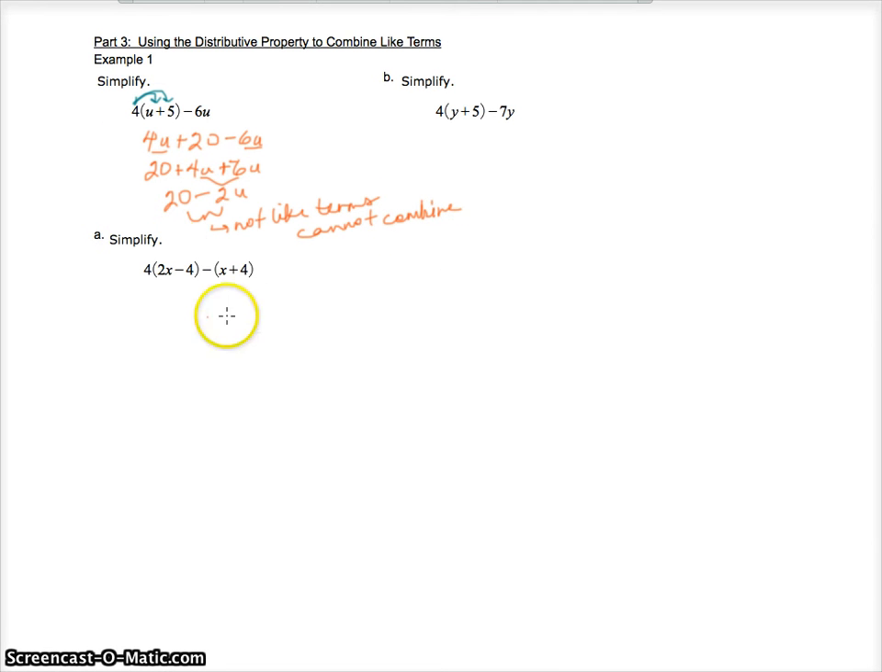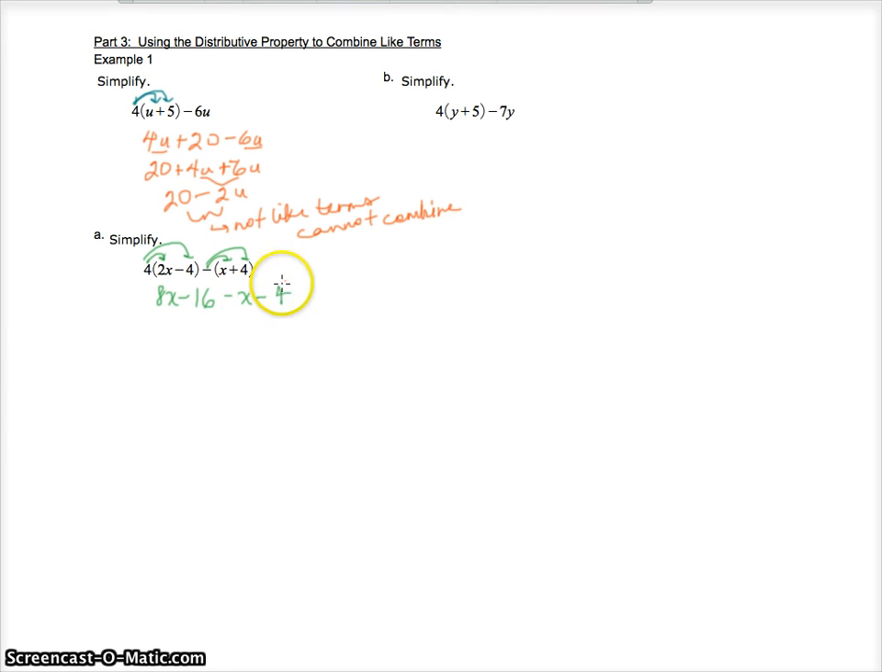Let's look at another example. Here I've got 4 times 2x and 4 times 4. So 4 times 2x is going to be 8x, minus 4 times 4 is 16. Minus, and here's a new thing we have to think about. When I've got just a minus sign, I've got to distribute it through my parentheses. So I'm taking away x and I'm taking away 4. So it becomes minus x minus 4.